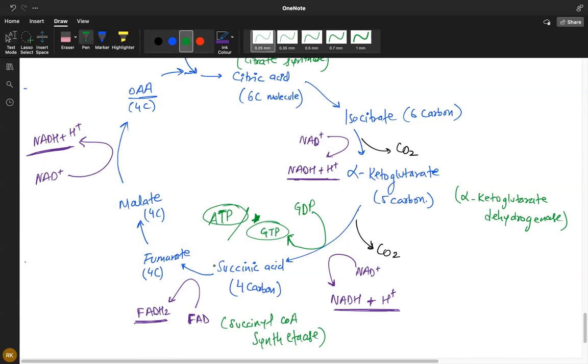From succinic acid, or from succinate, can you see that hydrogen is removed? FAD came and FADH2 went, so 2 hydrogen it removed, took with it. So at this step there is an enzyme called succinate dehydrogenase, because it removes hydrogen from succinic acid.